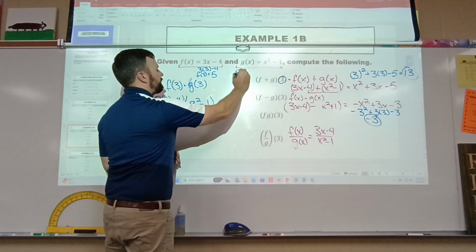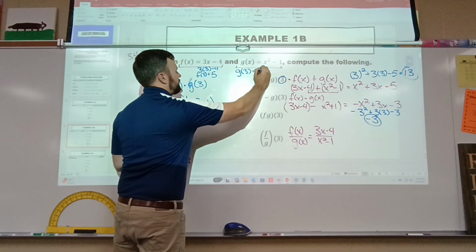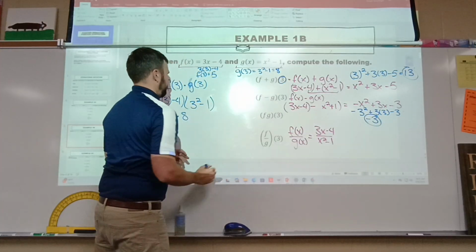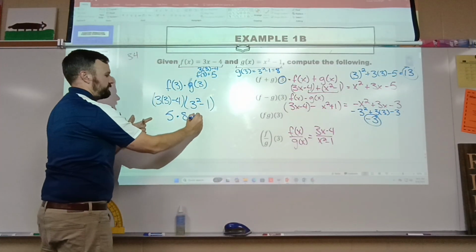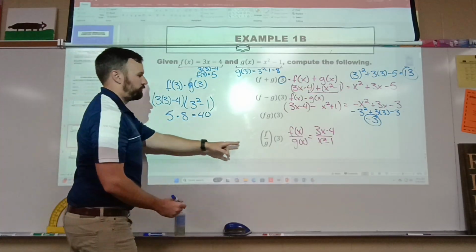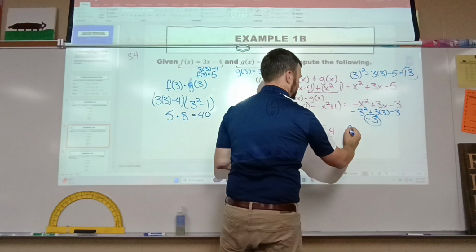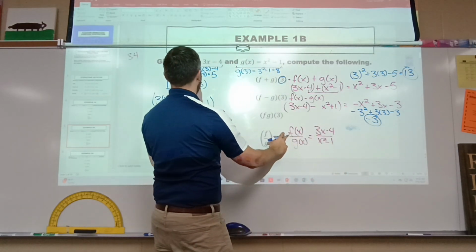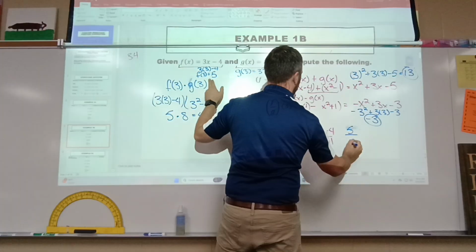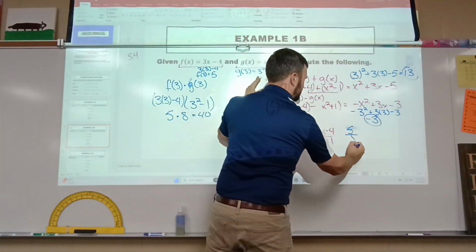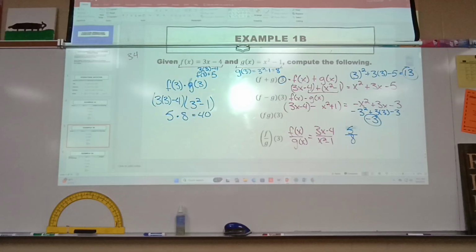And here I could have done g of 3. 3 squared minus 1 is 8. So I just did 5 times 8. Or down here, what's my f of 3? 5 over my g of 3 is 8. So I could have plugged 3 into both functions as my first step, or whatever they want it to be, and then just done the multiplication, addition, subtraction, or division. Okay? All perfect.